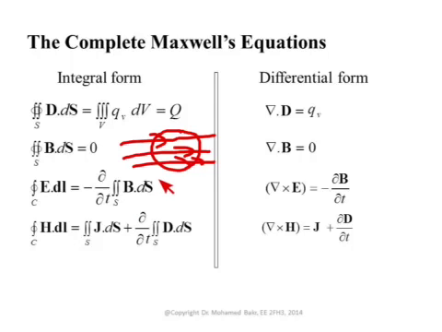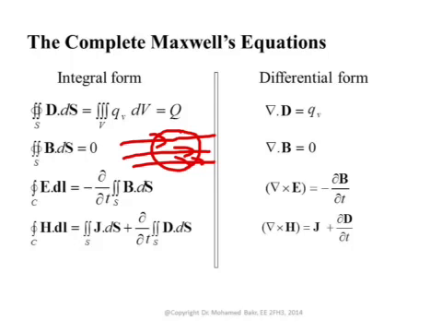And B dot ds is the flux linkage. Of course, if we have more than one turn in that surface, this will give you the flux linkage. If we have one turn, this will be psi, which is the flux. So now we know that if you have time variation of the magnetic field, it gives rise to electric field.